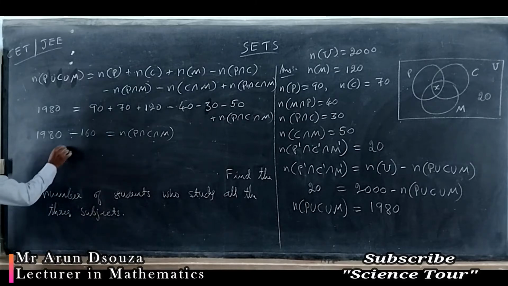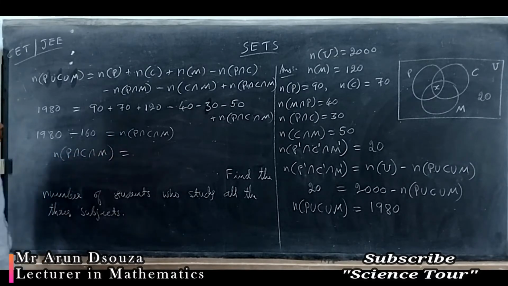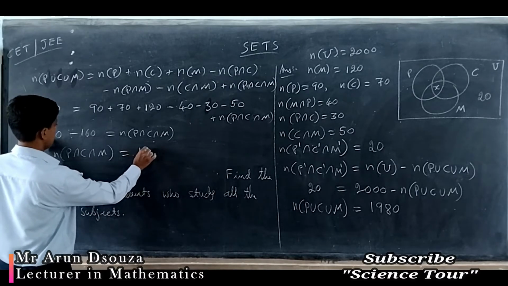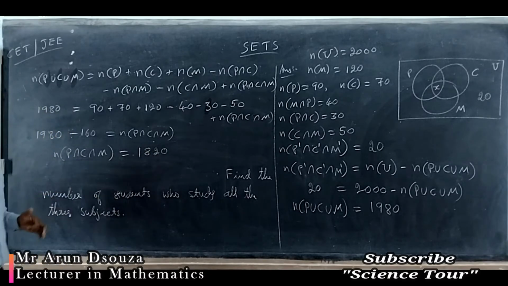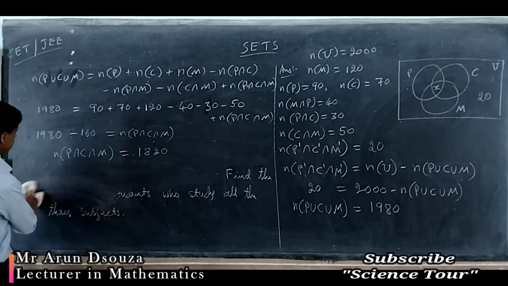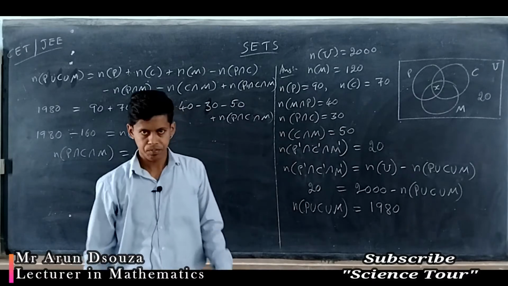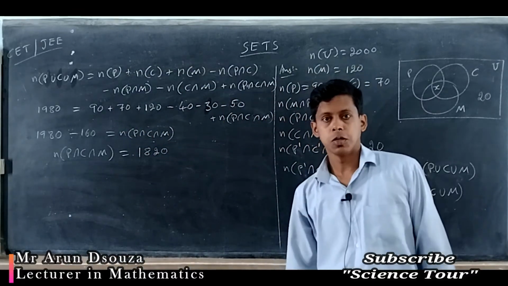So that is n of P intersection C intersection M, which is equal to, remove 160, 108, 20. So 1008 people are studying all the three subjects PCM. Okay, so PCM has quite a large number.